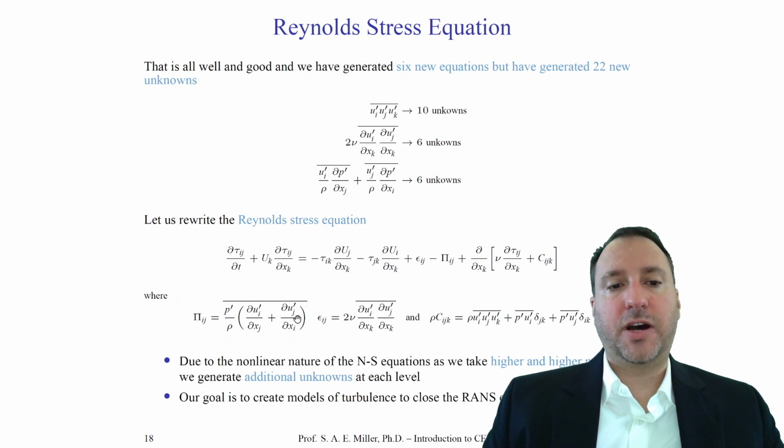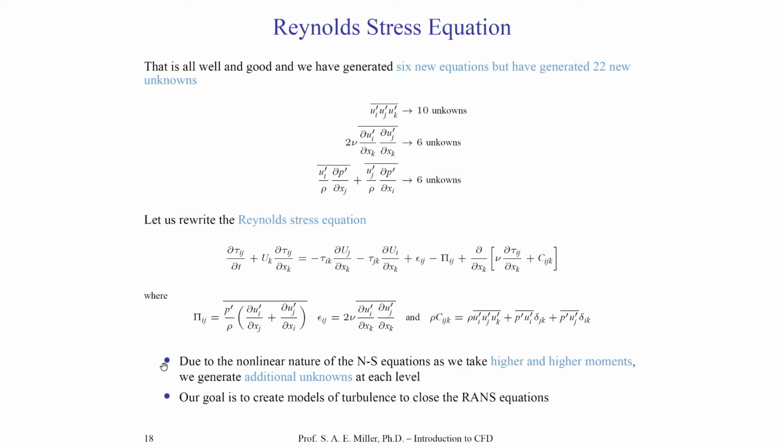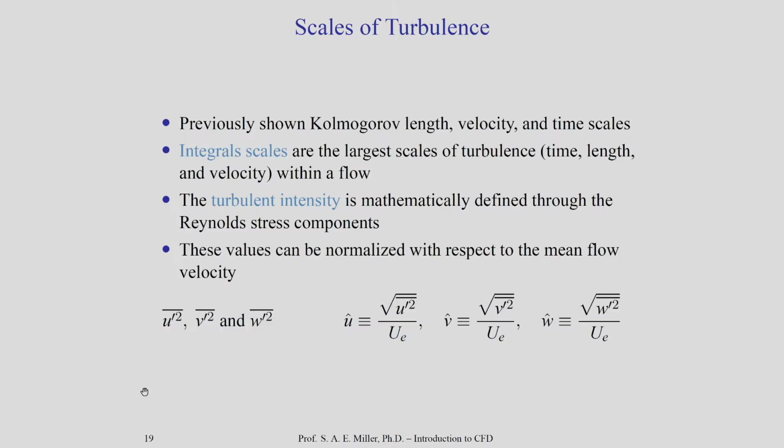Now, in the turbulence modeling field, these all have particular names. In particular, this is like a production term, and this is like a dissipation term of turbulent kinetic energy. I've already mentioned that if we take higher and higher moments, we generate additional unknowns at each level. That's a problem, but still, our goal is to create models of turbulence to close the Reynolds equations. So we're going to have to be very creative and intelligent in how we do that. This is the brilliance of this approach and the basis of all traditional and contemporary turbulence modeling.